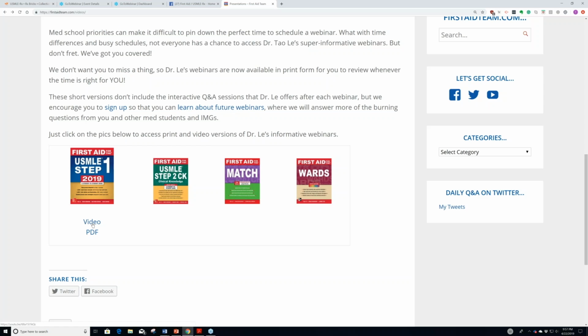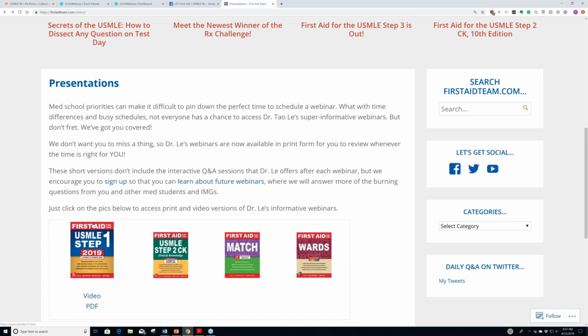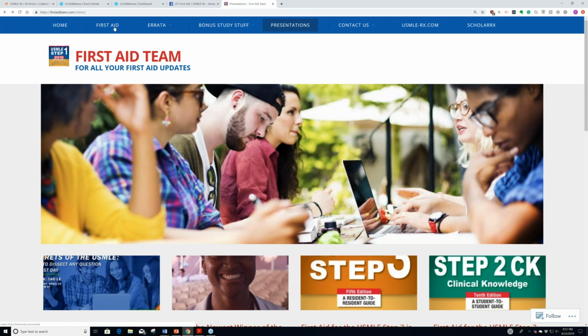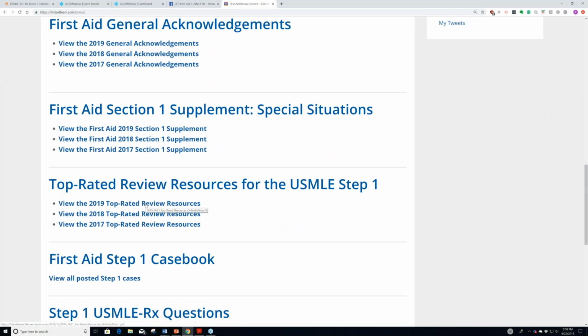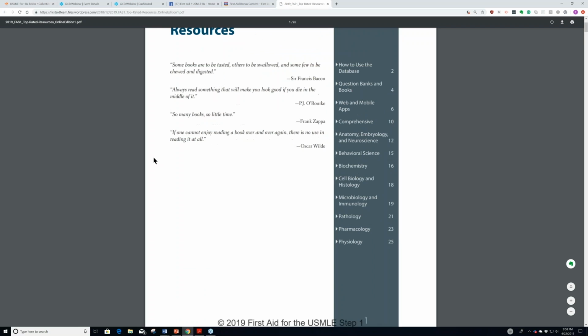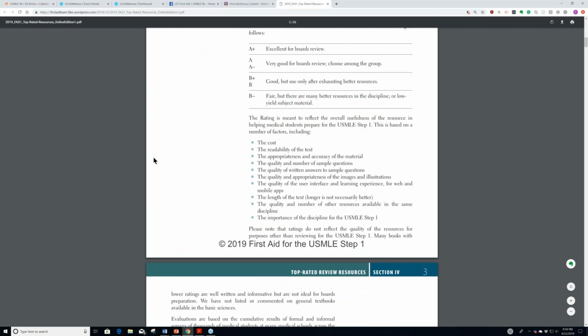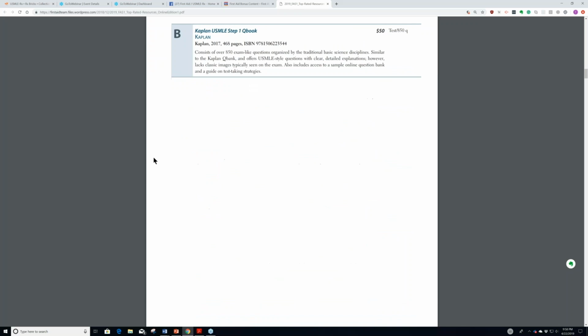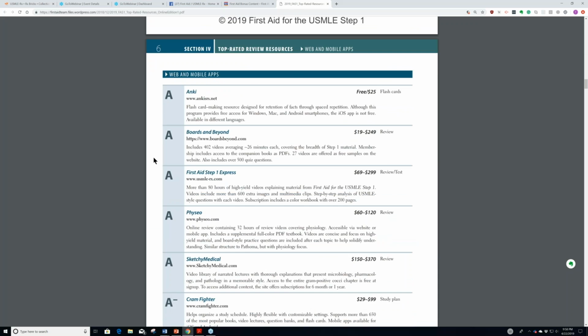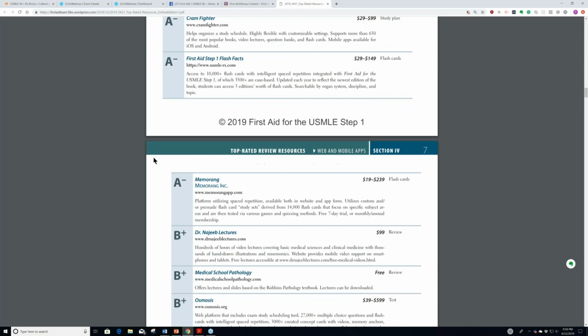We do have a set of resource guides here, and that would be under the bonus study stuff. So you click bonus study stuff, you can go down here. You can get for free our top rated review resources, and this PDF will give you ratings for top question banks, video resources, apps, books, and so forth. So do check that out. All right, other questions?